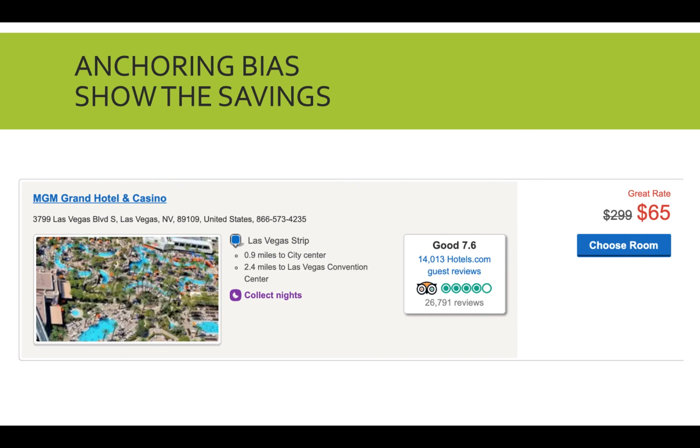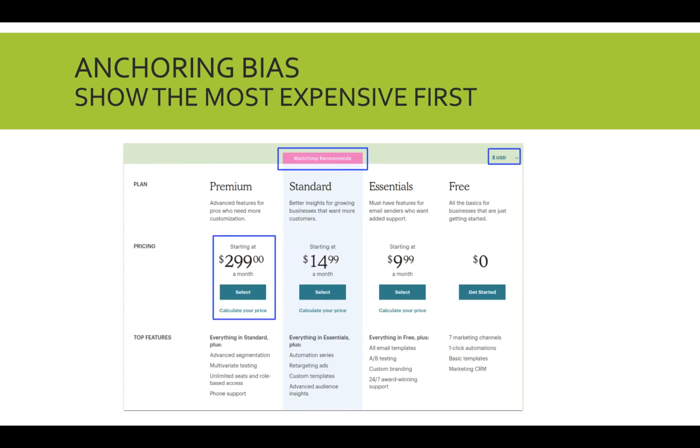So anchoring bias is also showing you the savings. I just actually used this one today. In this case, we're going to show you what the manufacturer's price is, or the regular price. So if you wanted to stay at the MGM Grand Hotel and Casino in Las Vegas before you get on your airplane to go to Minneapolis, you might get a good deal at $65 because they still can't get the rooms filled with the coronavirus. But they're going to show you what you would typically pay, the $299. So it looks like you're getting a good deal. So that is an anchoring bias.